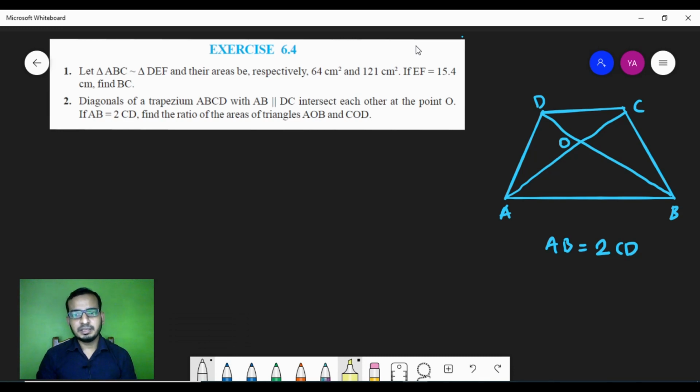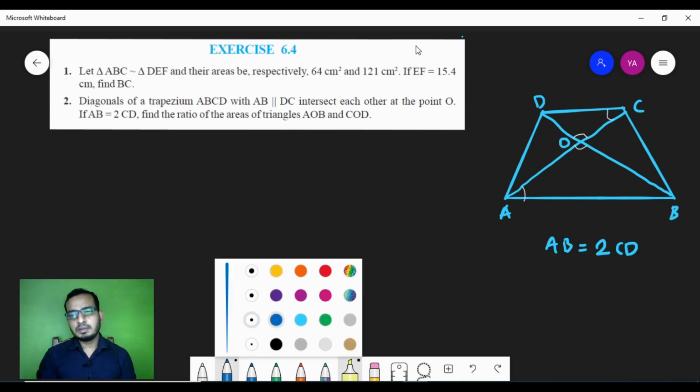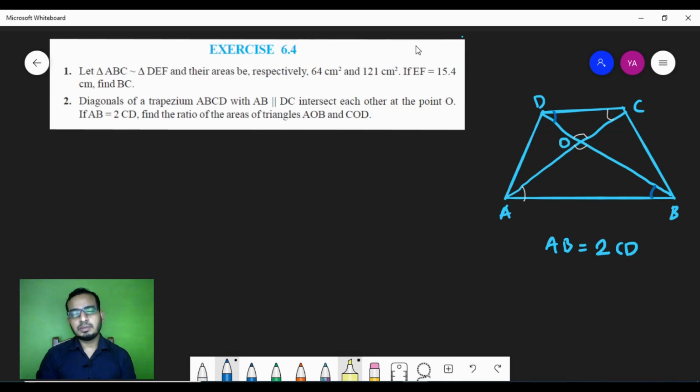So look here, in these two triangles, these two angles are opposite angles, so they are equal. And since AB is parallel to CD, these two are a pair of alternate angles, and these two are also alternate angles. That means all three angles of these two triangles are equal. Therefore, by AA criterion, these two triangles are similar. Then applying our theorem, we will reach the result and find what is asked in this question. So let's do it here.